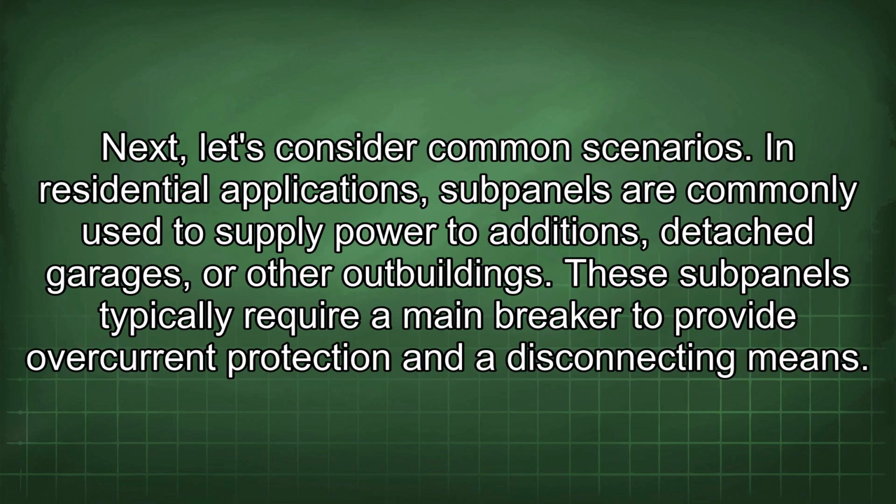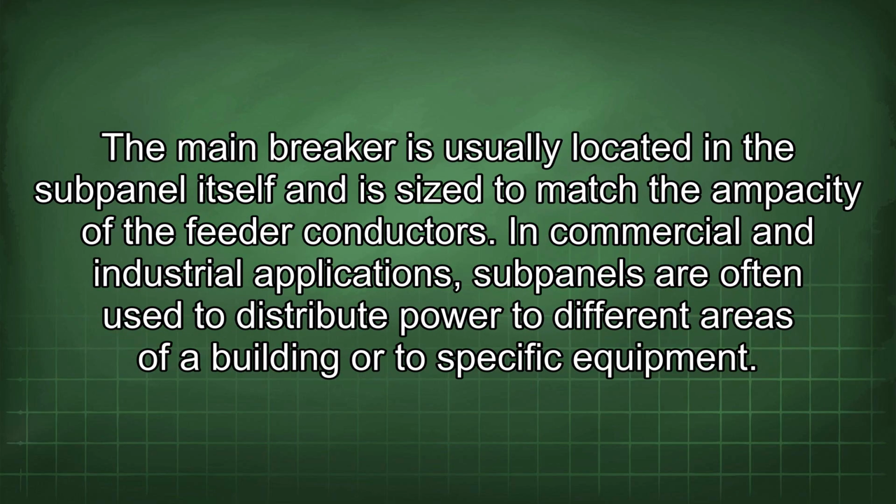Next, let's consider common scenarios. In residential applications, subpanels are commonly used to supply power to additions, detached garages, or other outbuildings. These subpanels typically require a main breaker to provide overcurrent protection and a disconnecting means. The main breaker is usually located in the subpanel itself and is sized to match the ampacity of the feeder conductors.